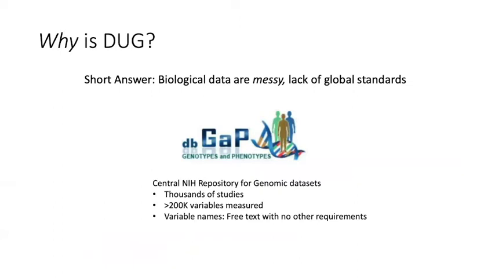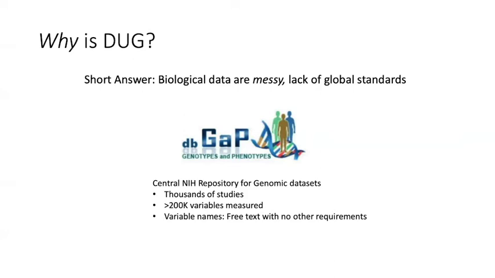So perhaps an even better question is, why is Doug? It doesn't even sound like a question, but it is. The short answer here is that biological data are messy and there are very few global standards in a lot of places. dbGaP, or the database of genotypes and phenotypes, is a perfect example of this concept you can see in the middle there. dbGaP is a central NIH repository for genomics data sets and contains tens of thousands of publicly available data sets that together have measured 200,000 or more different experimental variables.